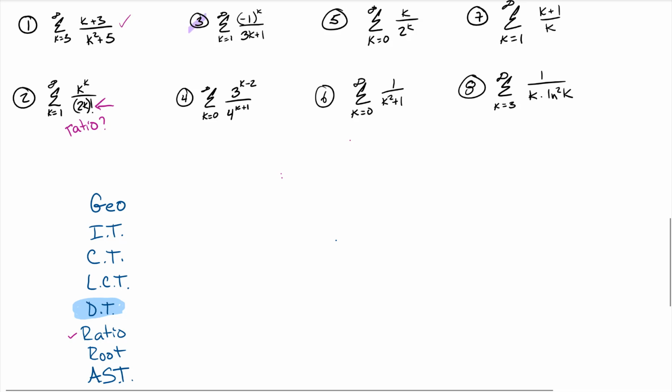Now I move on to number 3, and I'm like, oh, there's a -1 to the K. And then I start looking through the rest of them. There's no other -1s to the K. Oh, this has to be the alternating series test. There's no other way. So I think we have the alternating series test.